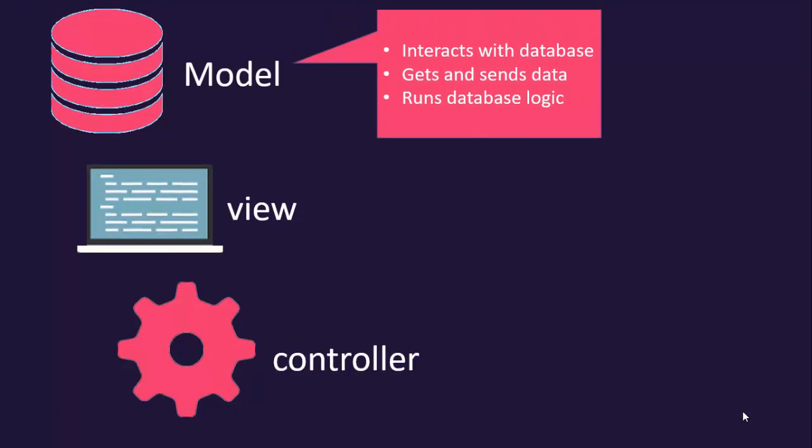Model can be simply defined as the component where the data lives. It might be a simple file like an Excel file or an XML file, or it might be a database with many kinds of records. The model component corresponds to all the data related logic that the user works with. So the model component basically has three main jobs. First of all, it interacts with the database, gets and sends data, runs data logic.